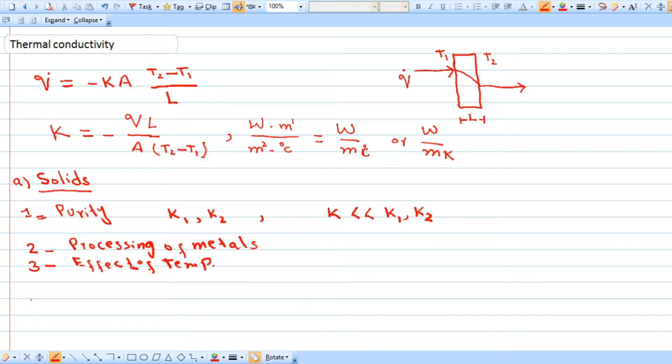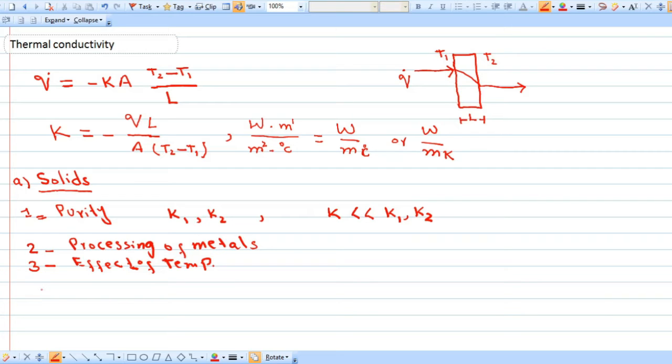But this is not so for non-metals. In the case of non-metals, an increase in temperature results in an increase in thermal conductivity. This is because in non-metals, a major portion of the thermal conductivity is because of the lattice vibration of the molecules.